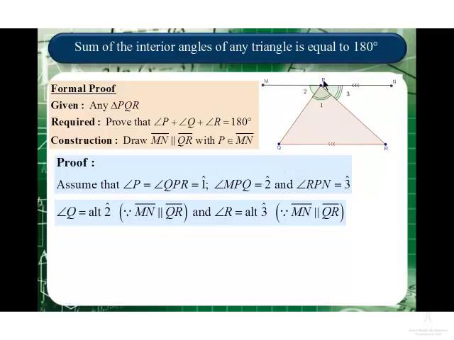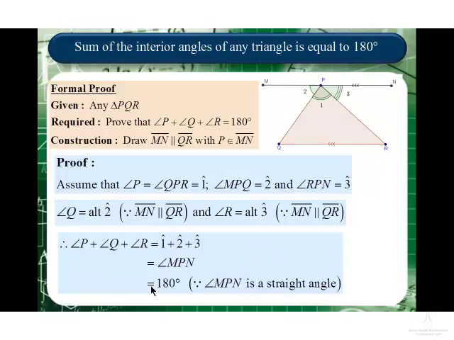Can you see that NP go down to R and then to Q, it's a Z, so angle 3 and angle R are alternate angles, and angle 2 and angle Q. With this in hand then we can look at the sum of the three interior angles of the triangle, angle P plus angle Q plus angle R. This is exactly the sum of the three angles as indicated, angle 1 plus angle 2 plus angle 3. This is from our previous statement or result.